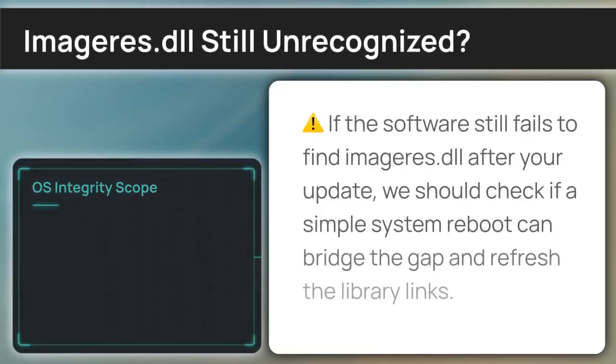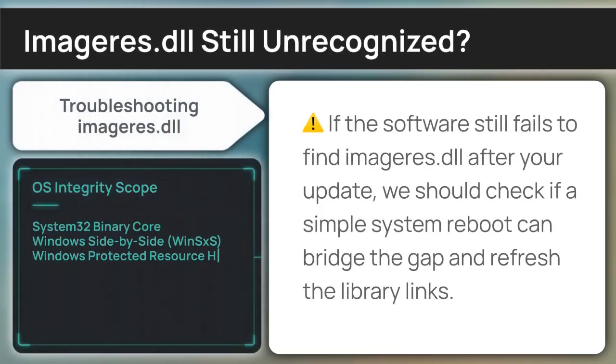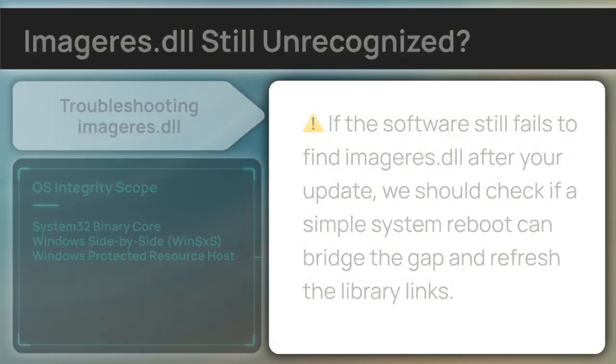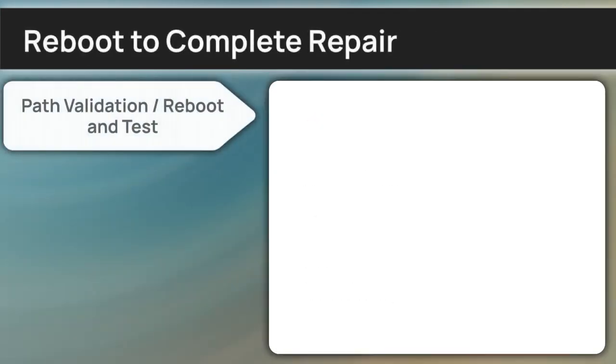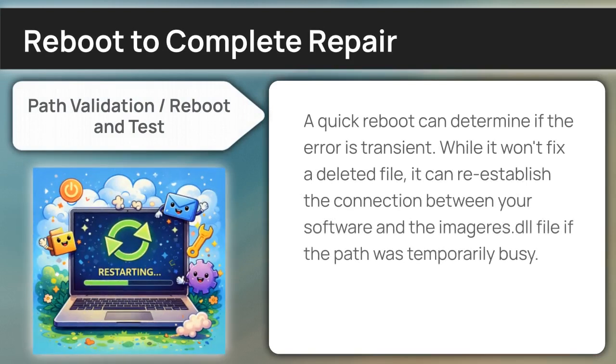If no luck was had with the redistributable package, we will escalate the fix by performing a targeted reset of the system state. A simple restart can resolve file in use errors that mimic a missing Image Resource Library message. It's a low-effort step that ensures your operating system starts with a clean execution stack.